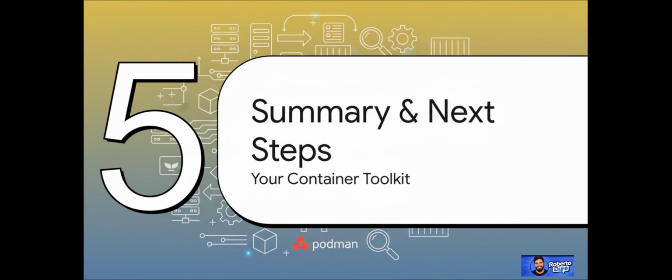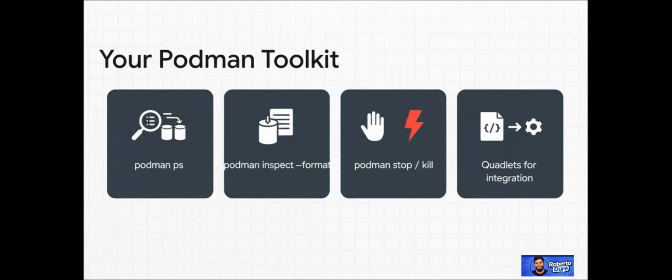We've covered a lot of ground, from basic inspection all the way to full automation with systemd. So let's take a moment to summarize the key tools and concepts that now form your personal container management toolkit. Here are the essentials you've mastered. To see what's running, you have Podman PS. For surgical detail, you'll use Podman Inspect with the powerful --format flag. For safe shutdowns, your default is Podman Stop. For unresponsive containers, Podman Kill. For cleanup, you have Podman RM. And to elevate from manual commands to a managed service, you now have Quadlets for deep systemd integration.